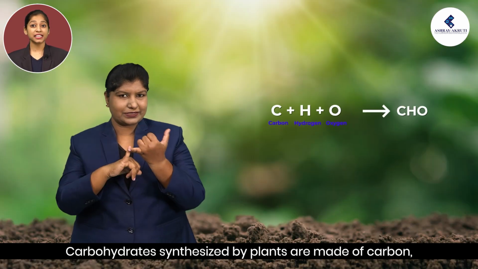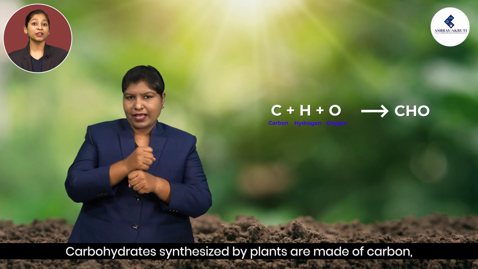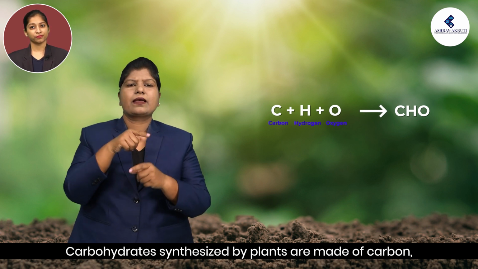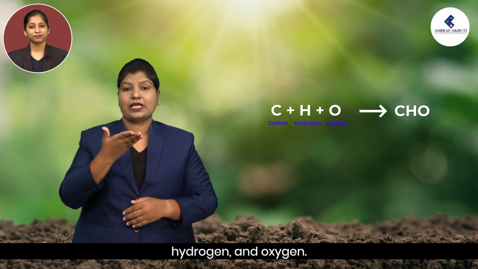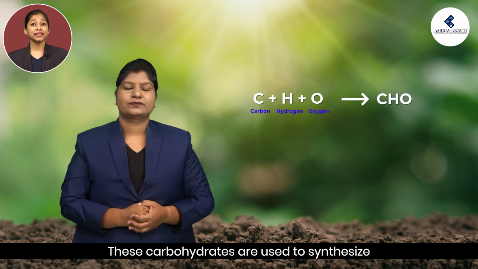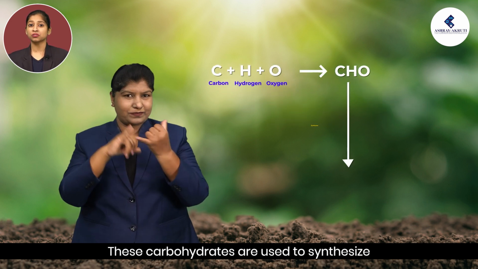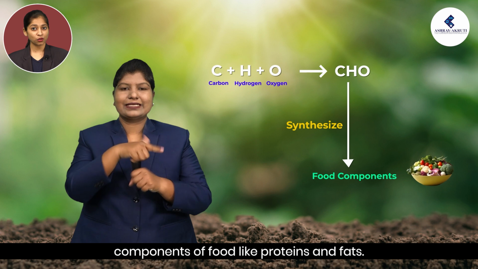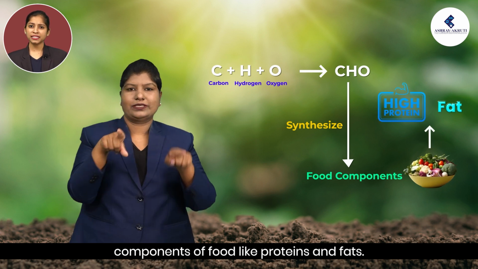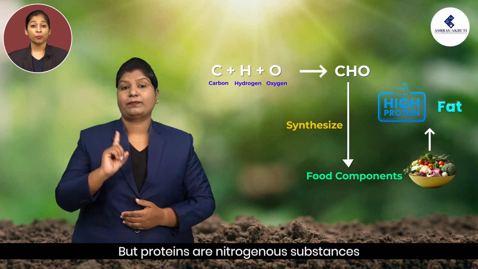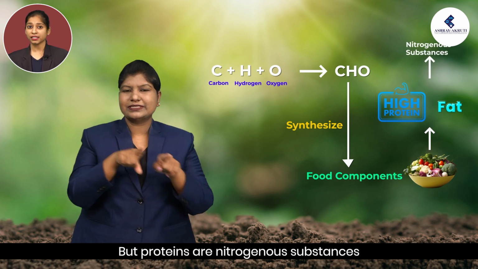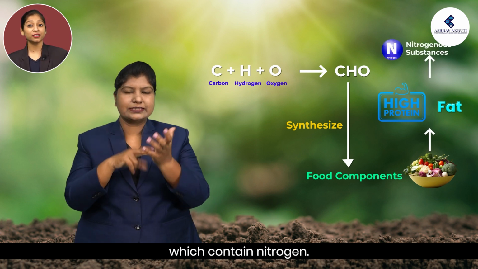Carbohydrates synthesized by plants are made of carbon, hydrogen, and oxygen. These carbohydrates are used to synthesize components of food like proteins and fats. But proteins are nitrogenous substances which contain nitrogen.